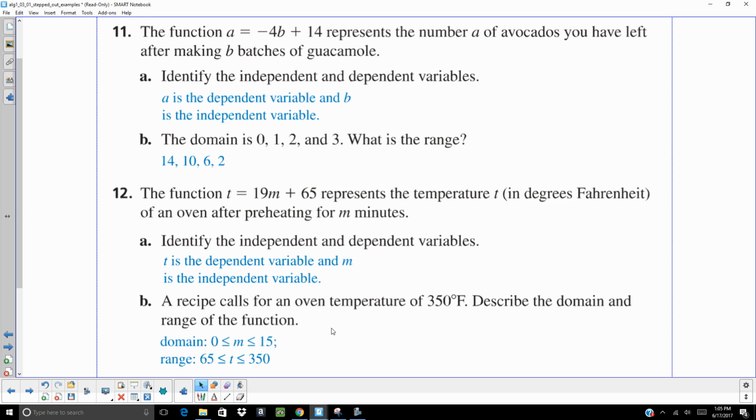Being able to identify the dependent and the independent variable are really going to be an important skill to have, especially when you are in a science class. I always ask myself, which one depends on the other one? That's going to be the most important question that you can ask yourself.